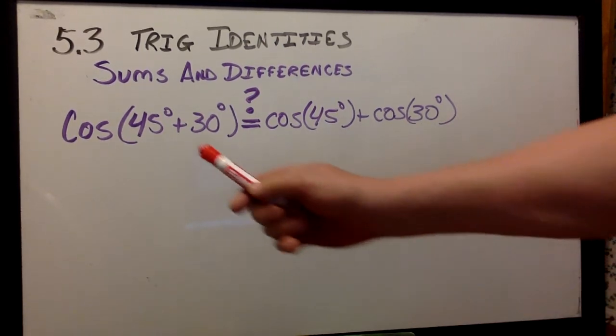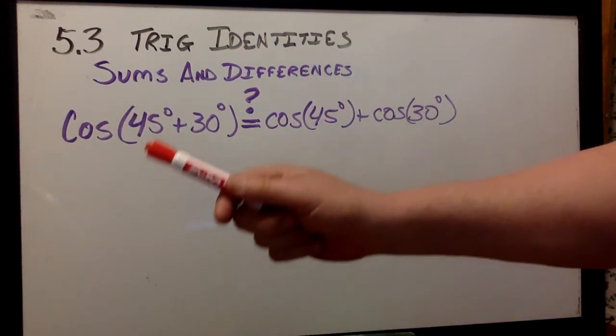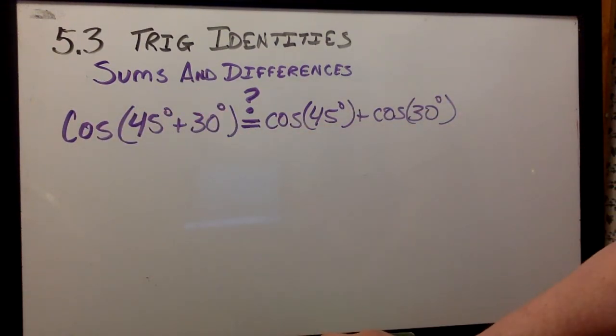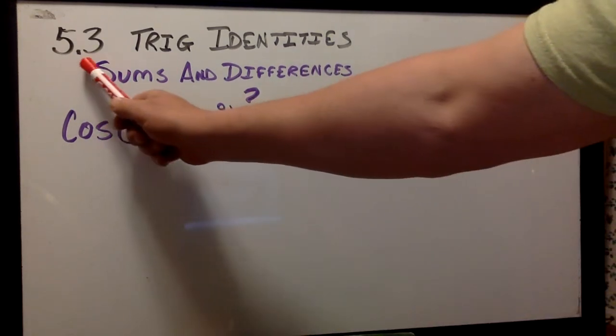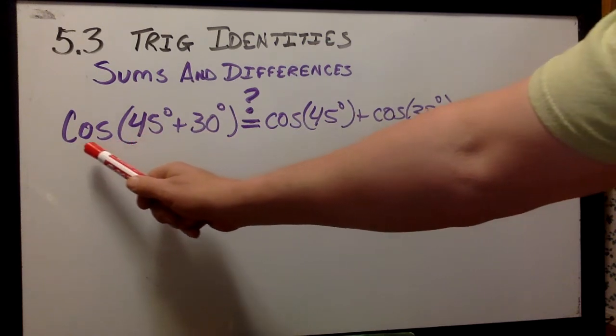So in chapter 5 and section 5.3, we're skipping 5.1 and 5.2. They are really hard, and if we were in class, we would do a little bit, but we're not going to do it over the internet like this. So we're going to 5.3. It's called trig identities. And here's what it boils down to.